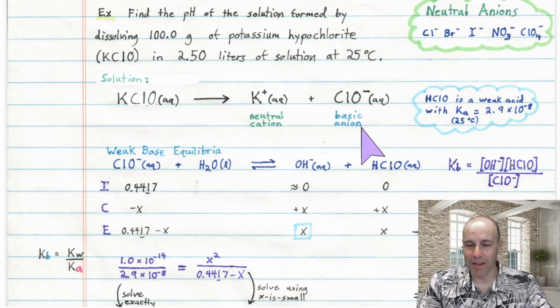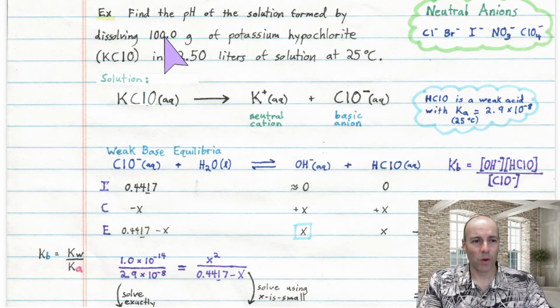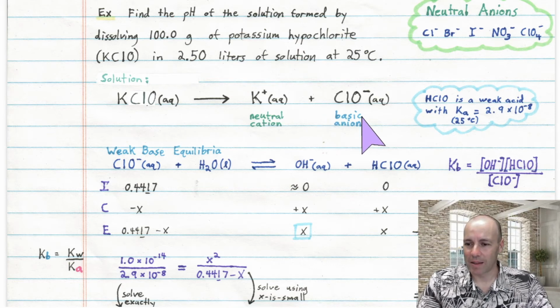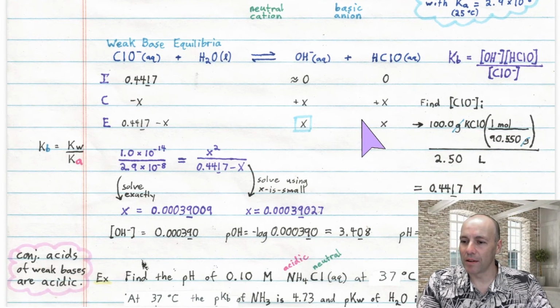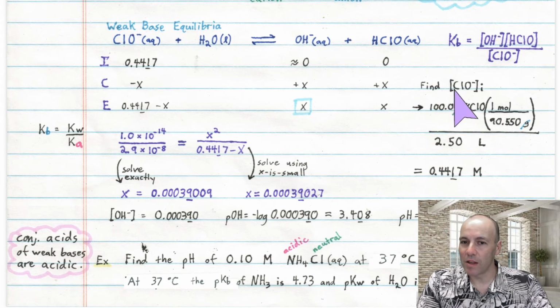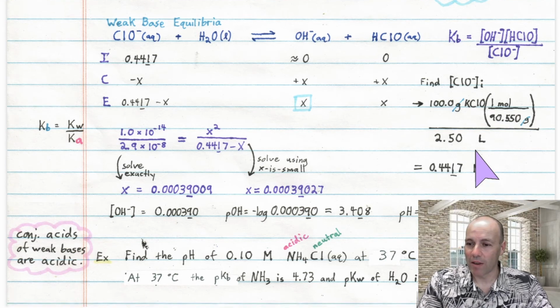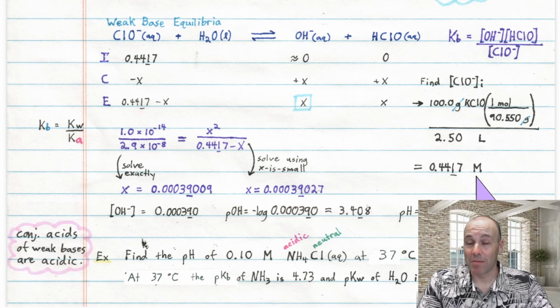First we need the concentration of the hypochlorite anion. We're told 100 grams of potassium hypochlorite is in 2.5 liters of solution. So what is the molarity of the hypochlorite anion? How do we get that? Well, we do that right down here. To find the initial hypochlorite concentration, we take our 100 grams of potassium hypochlorite and convert that to moles using the molar mass of potassium hypochlorite. So upstairs is the moles of potassium hypochlorite, and if you divide that by the liters of solution, it's 2.5 liters, you will calculate the molarity of the potassium hypochlorite.